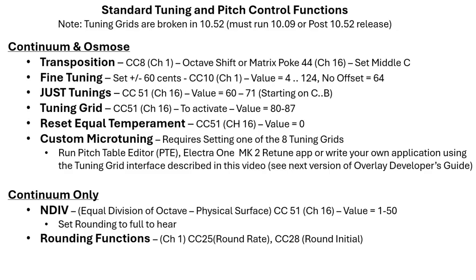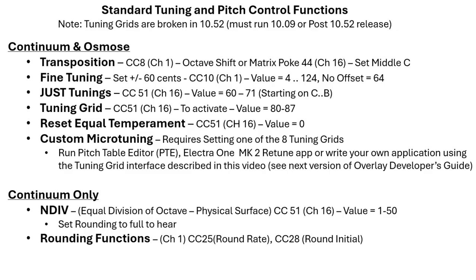Fine-tuning control, this lets you set your current tuning up and down up to 60 cents. This is available on board on the Osmos as a menu control function. It's available using CC10, which you can set a value of 4 to 124, with 64 being the midpoint that has no tuning offset applied.